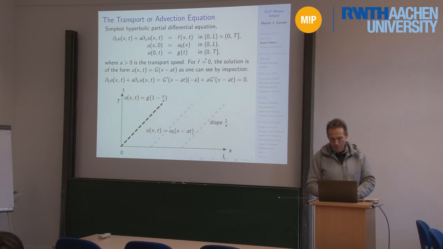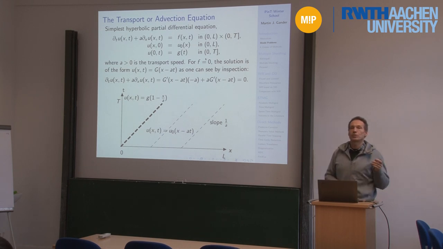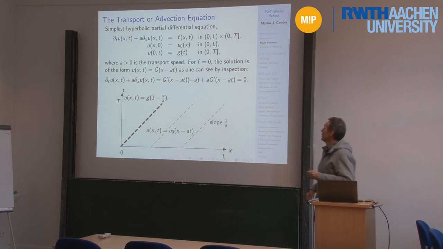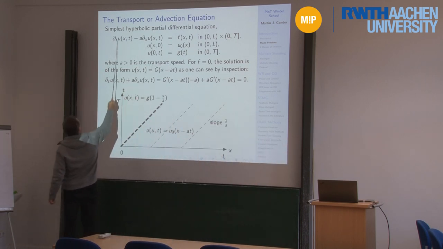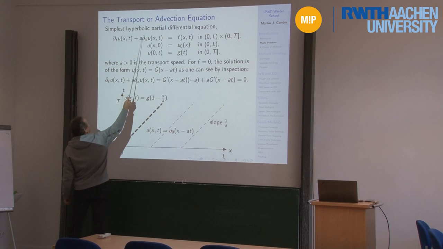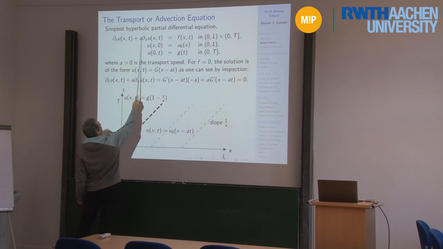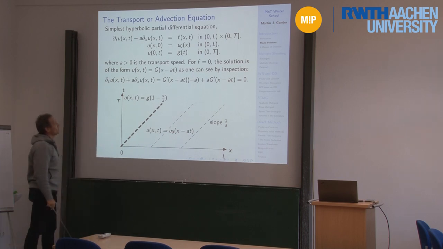Here is just a picture of this. Then we will use the transport equation, or the advection equation. That's an even simpler equation than the wave equation, but it's also a good model problem. It's also a hyperbolic problem like the wave equation. Here we just have one derivative in time, and we also have one derivative in space only. And here A is the speed, like the c squared in the wave equation.